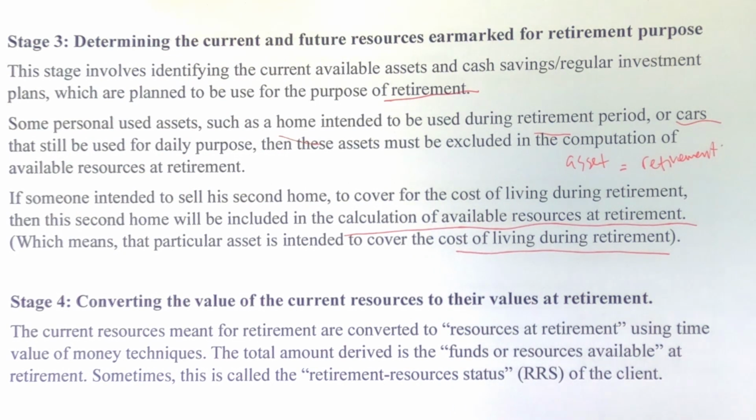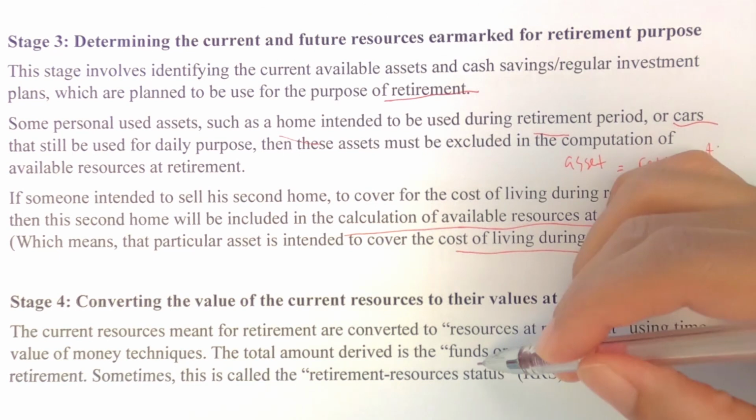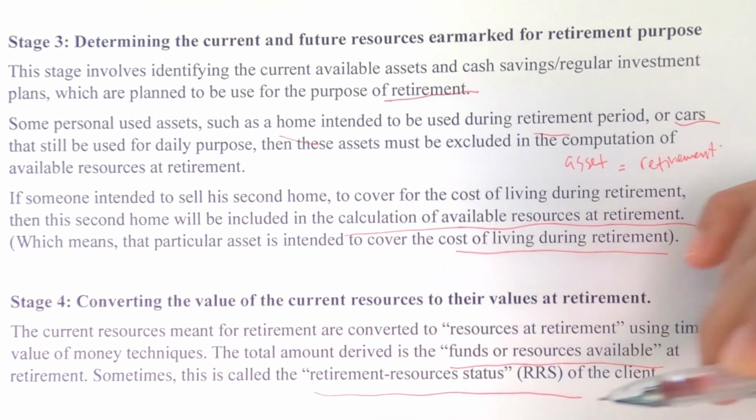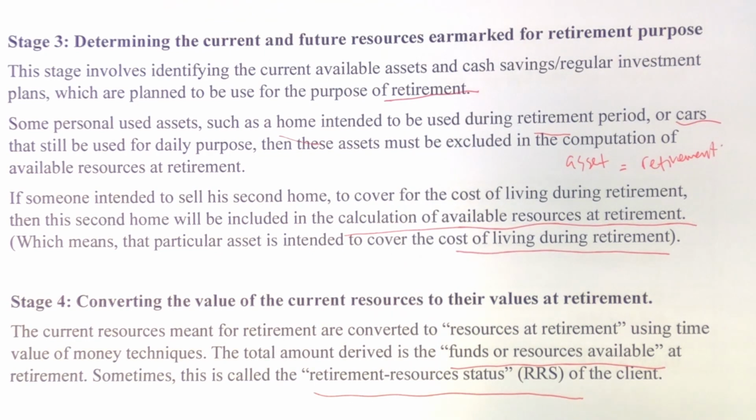In stage 4, we are going to convert the value of the current resources to the values at the retirement. The current resources meant for retirement are converted to resources at retirement using time value of money technique. This is quite simple. And the total amount derived is the fund or resources available at the retirement. Sometimes this is also something we call the retirement resource status of the client.